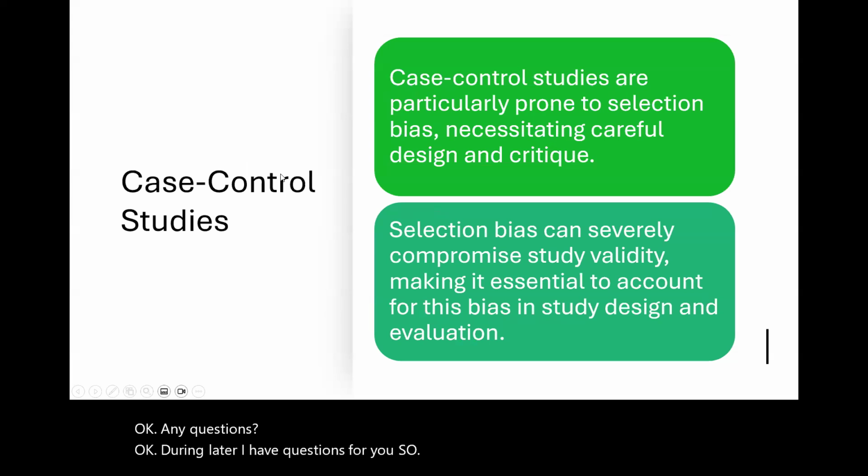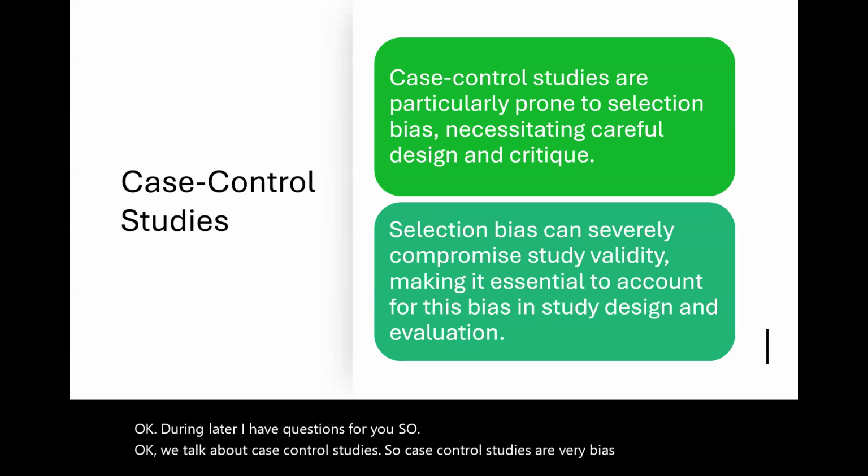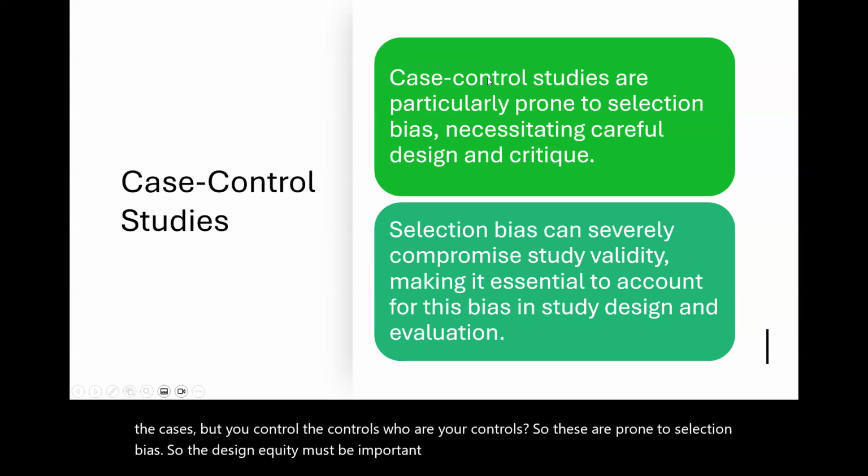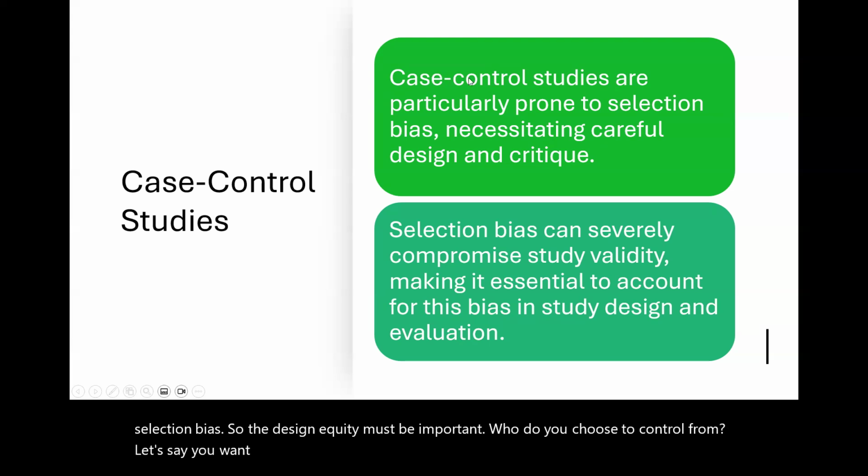Okay, we talk about case control studies. So case control studies are very biased. Why? Because the cases you know, but you control the controls. Who are your controls? So these are prone to selection bias. So the design and critique must be very important. Who do you choose the control from? Let's say you want to do a case control study of asthma patient. Okay, so who's the control?